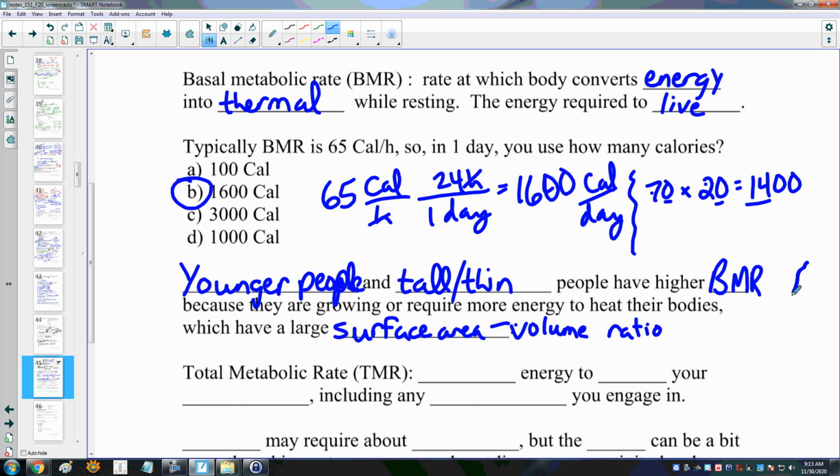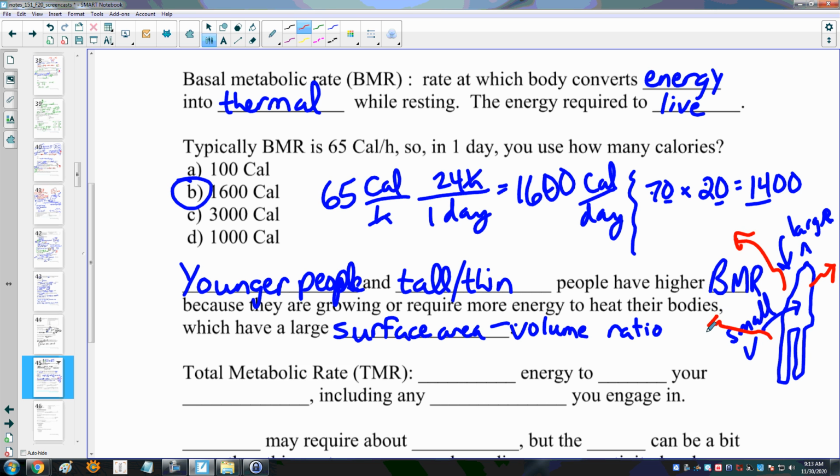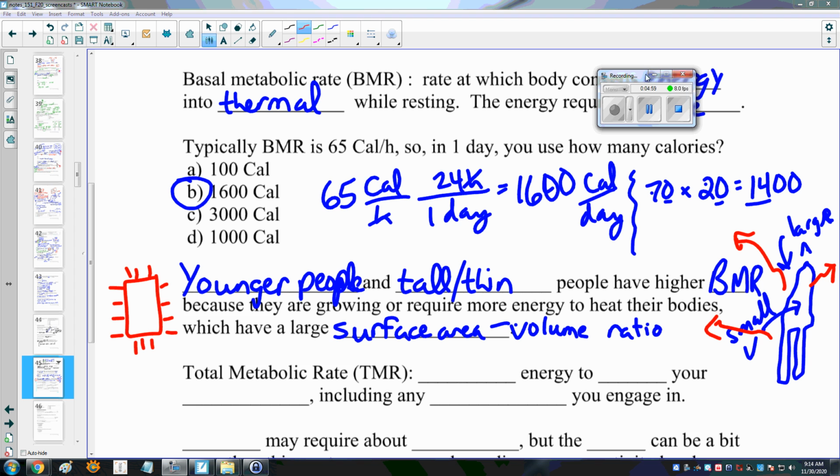As you know, here's a tall, thin person. That's not a very good picture, but they have a large surface area with a relatively small volume. And that just means that they radiate heat outward really quickly. You ever see on some of your electrical devices, they will have these cooling fins on them? Those cooling fins are sort of like a tall, thin person, in that they just radiate heat outward.